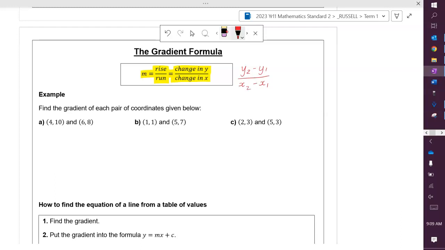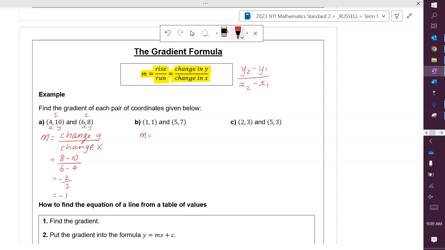So if we find the gradient of each pair of coordinates below, we're looking at the change in y over the change in x. If this is x, this is y, x, y, this is my first, this is my second. Looking at my y values, I have 8 minus 10, so the second take away the first, and then 6 minus 4, so the change in y and the change in x. This gives us negative 2 over 2, which would just be negative 1. So the gradient of that line is negative, with a steepness of 1.